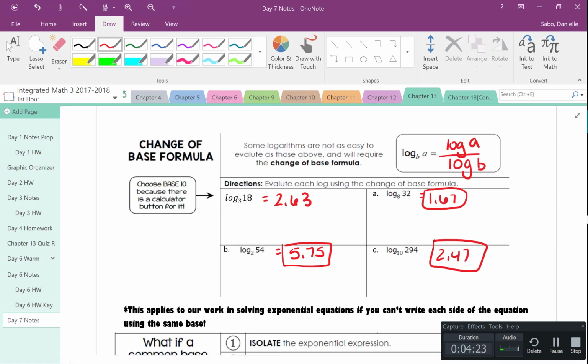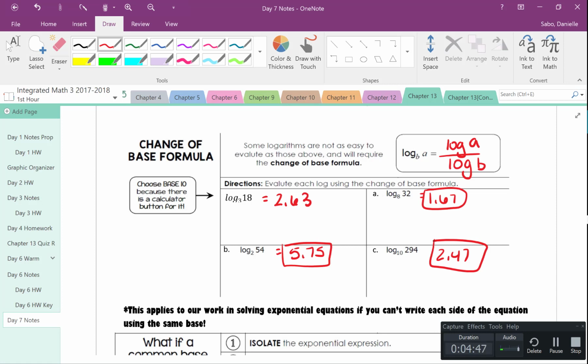I'm going to steal your key, Miss M. .21 divided by 2. Don't know that in my head. Yeah. Hopefully you got these answers. If you didn't, raise your hand and we'll show you where you went wrong in your calculator.